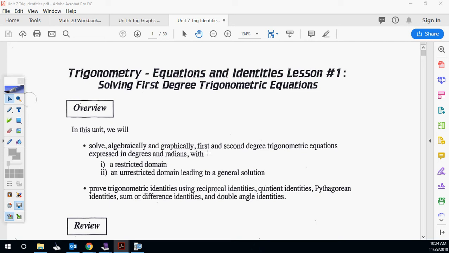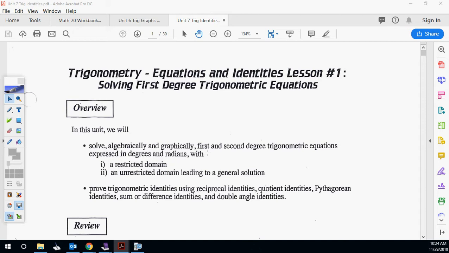Lesson 1. So we're doing solving first degree trig equations. First degree just means exponent of 1. And then we're going to do solving second degree, which means exponent of 2. What's going to be interesting about the second lesson, which we'll get into, is that you can factor stuff that are in sine and cosine. They can come in kind of like a quadratic form. So you kind of think about it in that way.